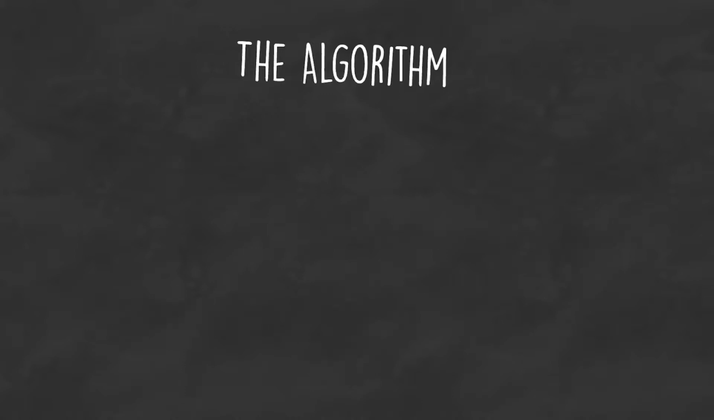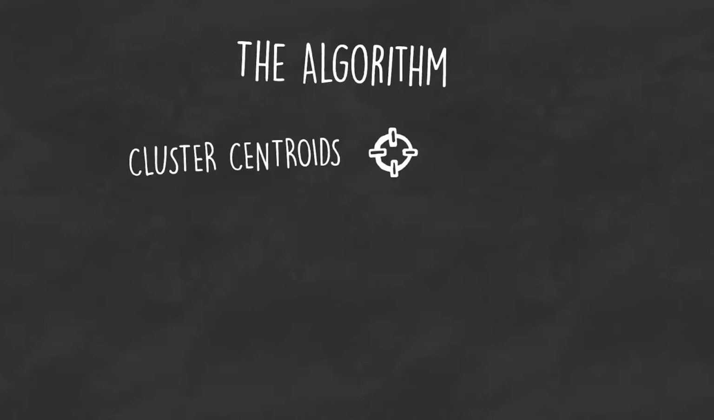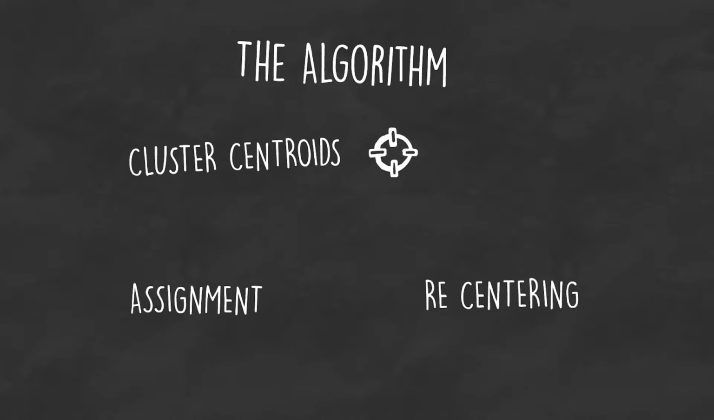Okay, and the algorithm works by using this concept of clusters and centroids, right? Each cluster has a centroid, kind of the average center of a cluster, and it uses this concept to try to find the clusters. It goes through 2 phases, constantly going through these 2 phases. One phase is the assignment, and the other is the recentering. And it goes back and forth through these phases until it converges. Let's walk through an example.